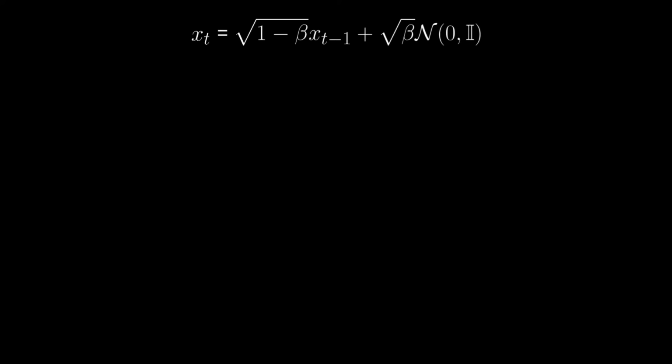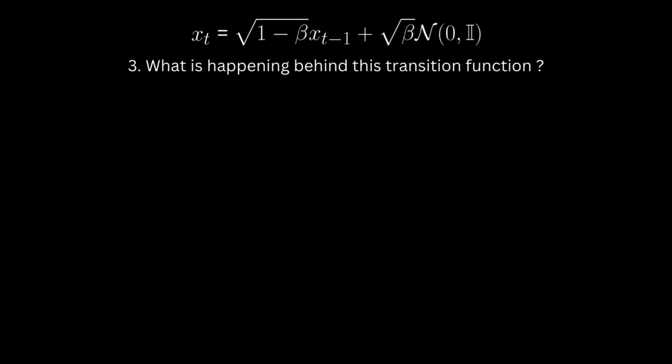Now it seems that the central focus of this diffusion process, specifically the forward, where we move from image distribution to normal, is this transition function. And somehow applying this repeatedly converts an image, which is a sample from a very complex distribution, to a sample from a normal distribution. So why is this transition function achieving that effect?